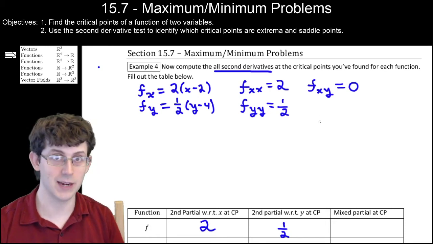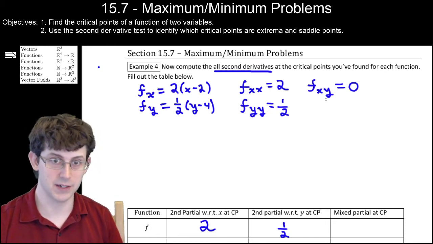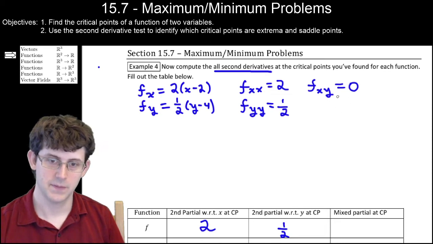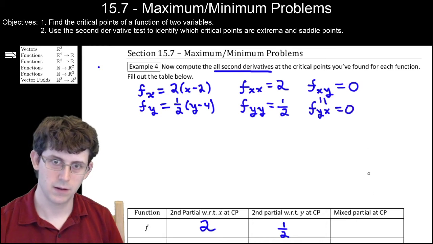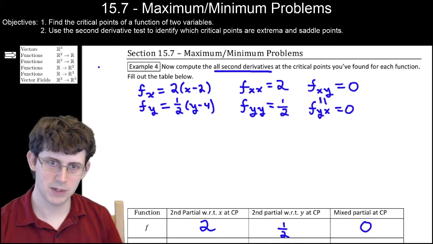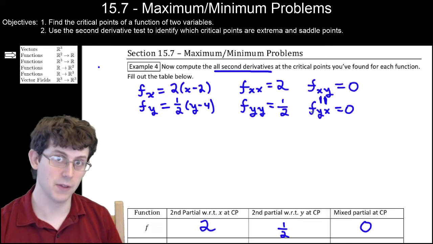As we found earlier, we don't have to find fyx. fyx and fxy will equal each other anywhere that all the partial derivatives are defined. So this is the mixed partial derivative. The equal sign between them is me telling you that you don't have to find both of these every time.